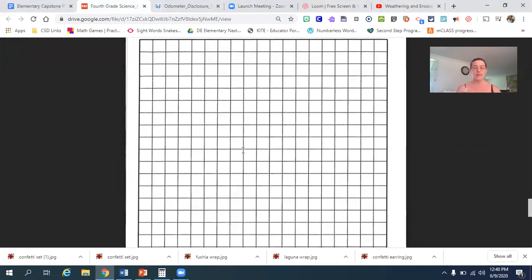Now, number 8, let's reflect, okay? Step 8. Is there anything that you would like to go back and change? Why or why not? Pause and answer that question for step 8 right here.